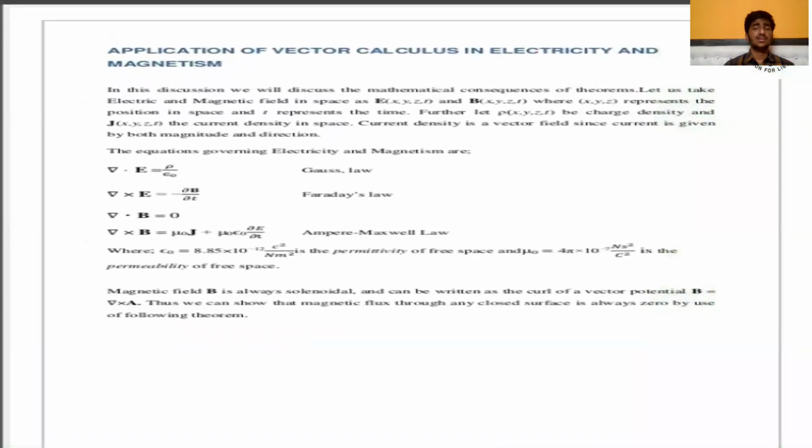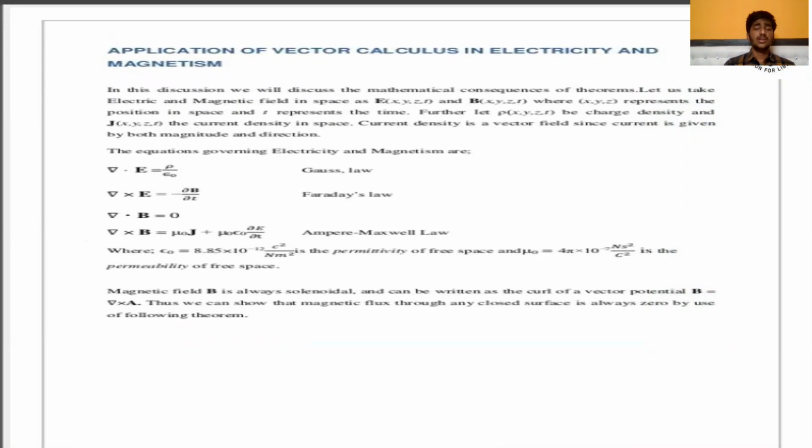Application of vector calculus in electricity and magnetism. In this discussion, we will discuss the mathematical consequences of the theorems. Let us take electric and magnetic fields in space, E(x, y, z, t) and B(x, y, z, t), where x, y, z represents the position in space and t represents the time. Further, let rho(x, y, z, t) be the charge density and J(x, y, z, t) the current density in space. Current density is a vector field since current is given by both magnitude and direction.